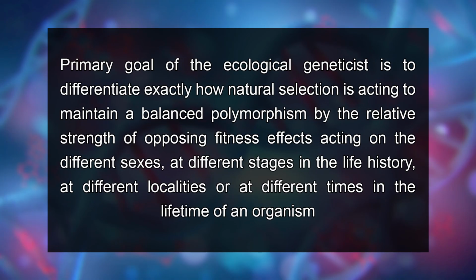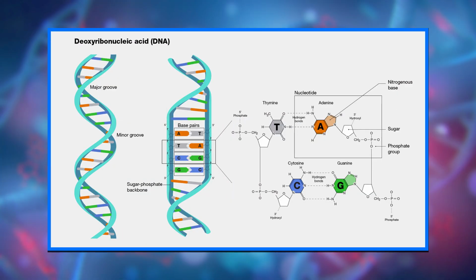Thus, the primary goal of the ecological geneticists is to differentiate exactly how natural selection is acting to maintain a balanced polymorphism by the relative strength of opposing fitness effects acting on the different sexes, at different stages in the life history, at different localities, or at different times in the lifetime of an organism. Dear students, genetic polymorphism through multiple alleles at individual loci provides a mechanism to tag a gene or a piece of DNA, providing a powerful tool for a variety of investigators.